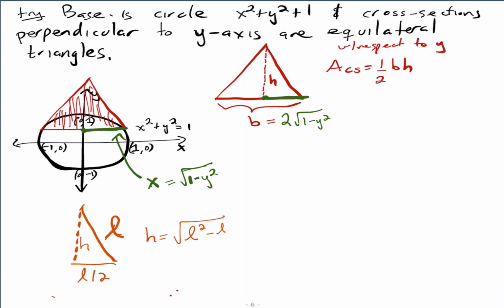Minus L squared over 2 squared, which is 4, right? So then what is that? That's H is equal to the square root of 3/4 L squared, right? So it's 1 L squared minus 1/4 L squared. So notice that H is going to be equal to the square root of 3 over 2 times L.